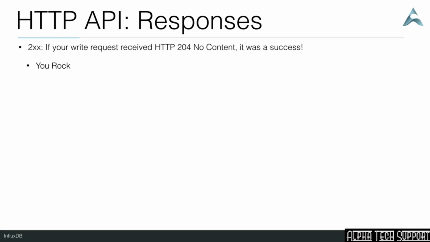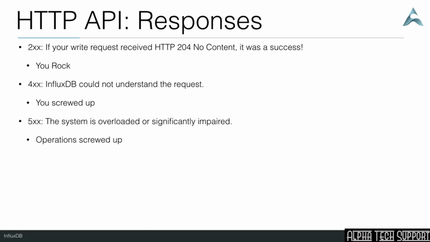HTTP API responses. When you get a 200 back, in most cases that's okay, unless you screwed up the query and it doesn't actually have to return any data. When you get a 400, there's something that InfluxDB couldn't understand in the request. So you basically screwed up and you should check your query. When you get a 500, the system is overloaded or significantly impaired. So something is wrong with your setup and you have to investigate on the system level.